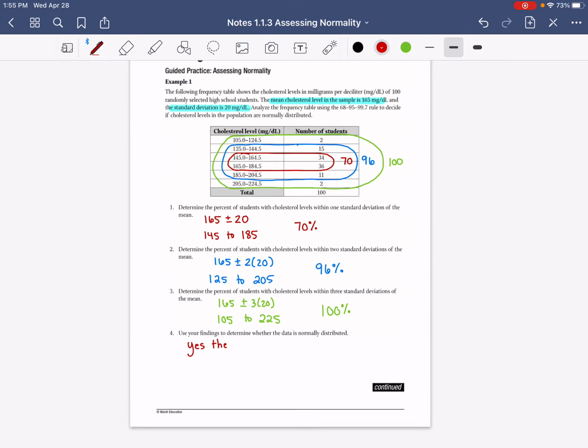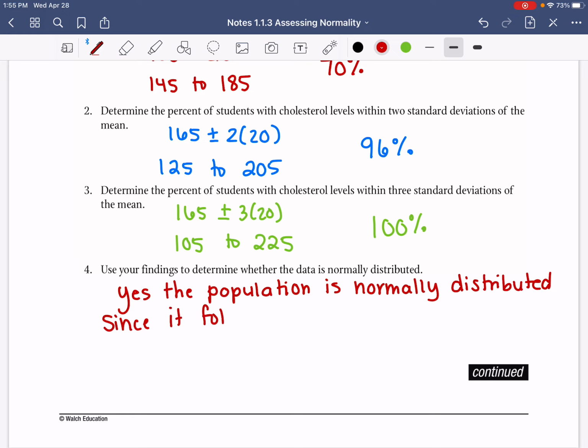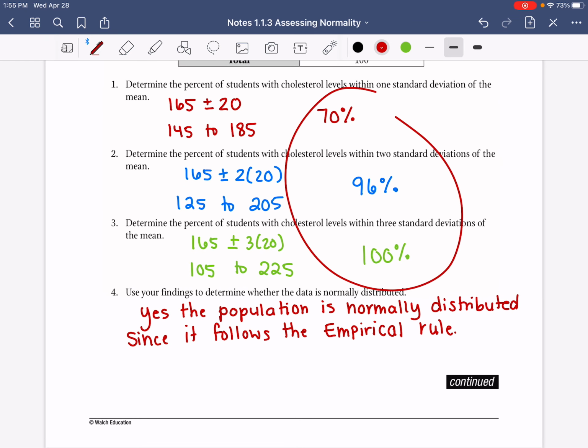What is it asked? Is the population normally distributed? So we say, yes, the population is normally distributed, since it follows the empirical rule. So it's close to 68, 95, 99.7.